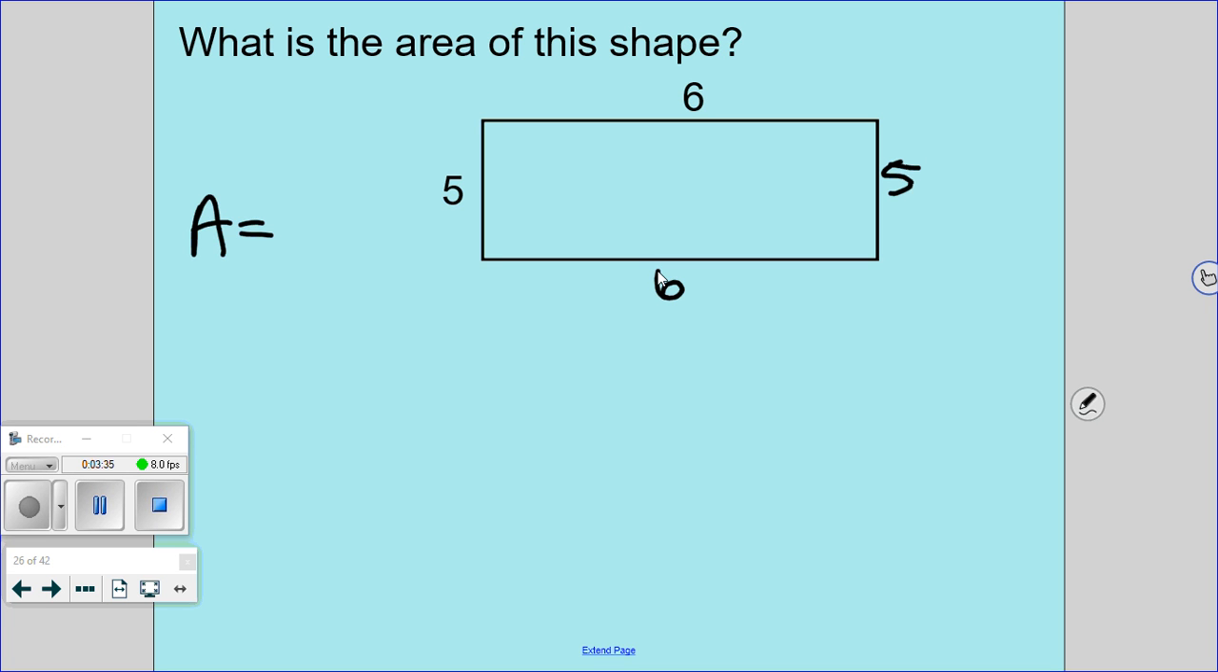How do I solve for area? I got this random box. Now I have to figure out how much space is in it. How am I going to do that? Aiden? You multiply 5 and 6. These are rows and columns. That's all it is. So I'm going to multiply my rows by my columns, aka my length by my width.